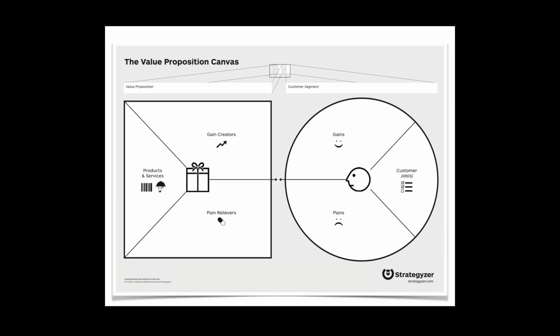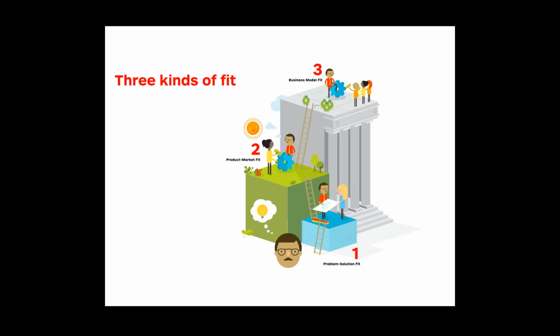Okay? Now, as you're building a new business, we're really looking for not just a fit between the value proposition and the customer segment. There's actually three kinds of fit that we're seeking. The first type of fit is problem-solution fit that you see there at the bottom, number one. And that's really about understanding who is my customer, what do they need, and do we have a solution that satisfies the problems that they have. So that's the first, problem-solution fit.